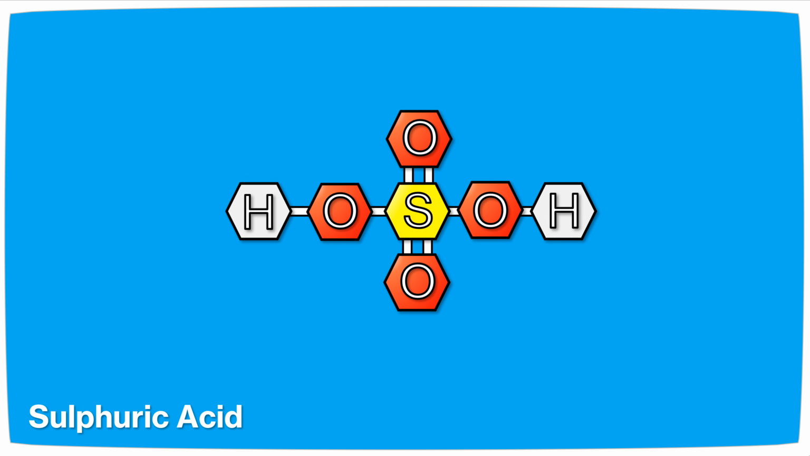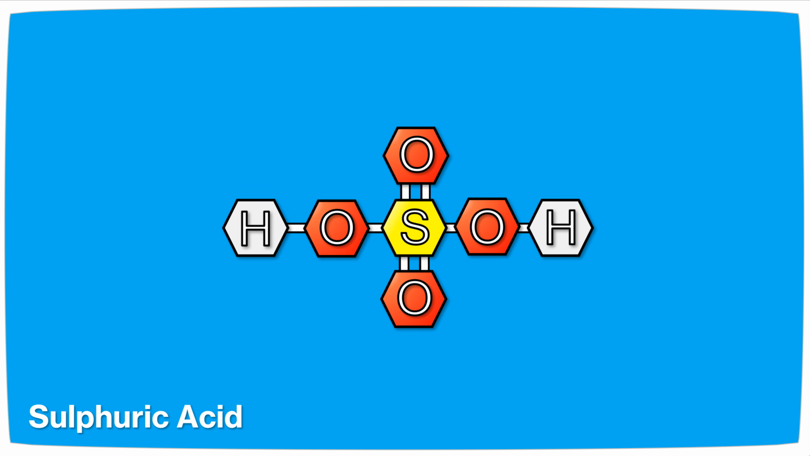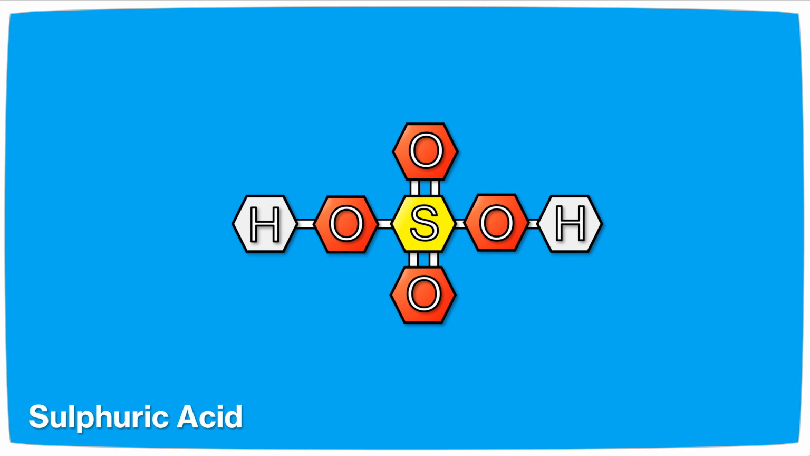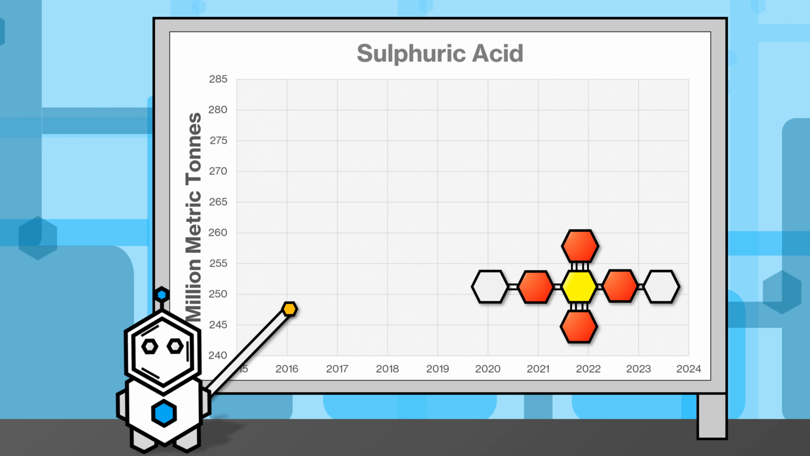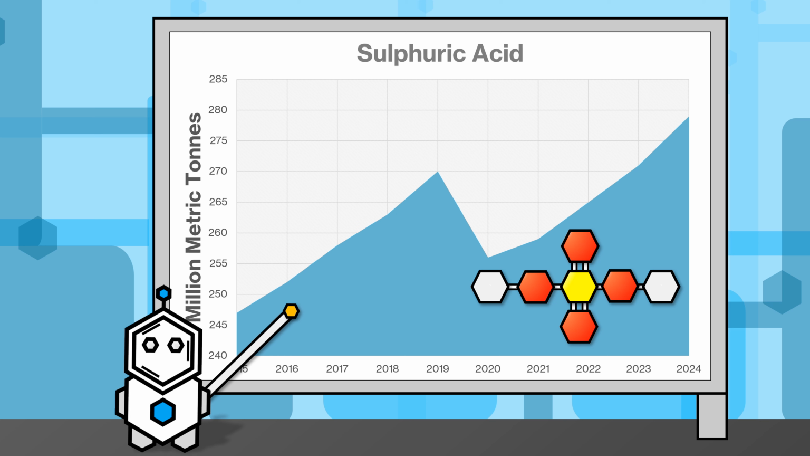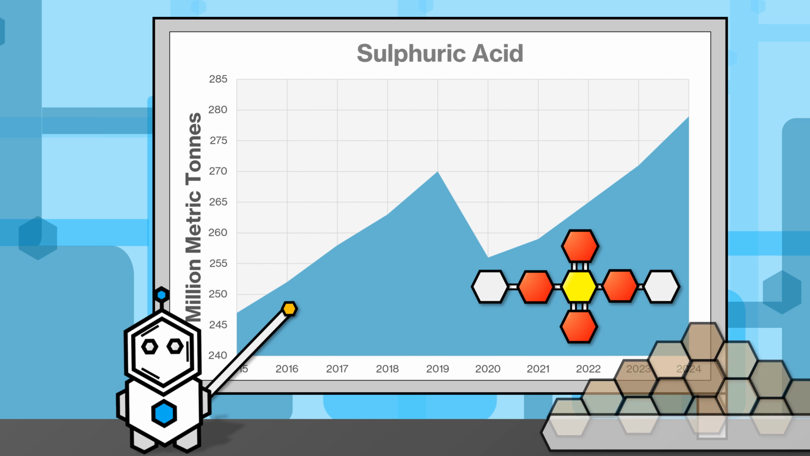It's a highly corrosive, colourless, oily liquid. Sulphuric acid is one of the most important industrial chemicals. On Earth, it's the highest produced commodity chemical by volume, with humans making over 270 million tonnes in 2024. That's the equivalent weight of approximately 46 Great Pyramids of Giza.